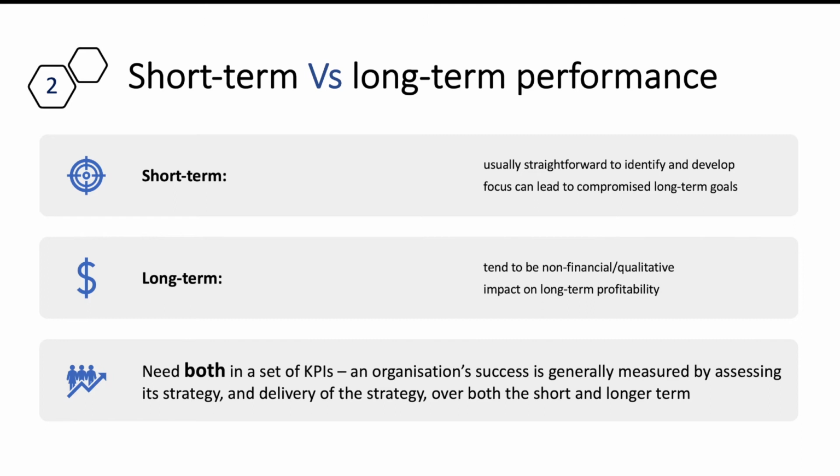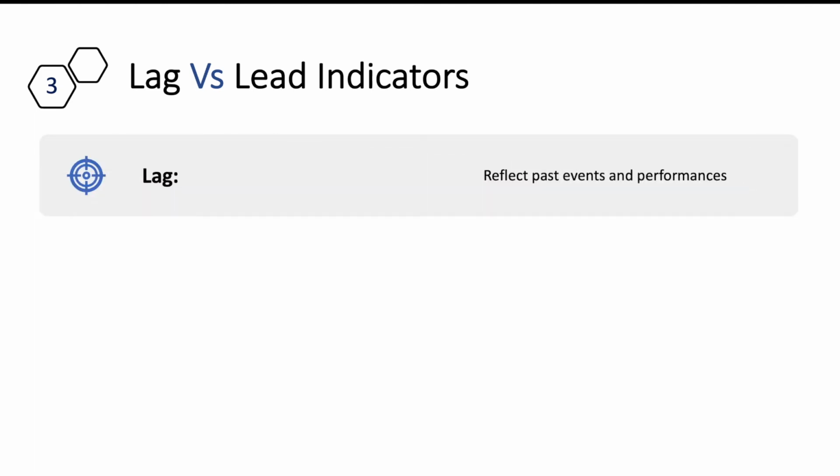Okay, have you got this? It is very important to consider a mix of both types of measures so that we can achieve the optimal level of our organization's performance. Number 3 is lag versus lead. Lead is like leading, lag is just behind. Lag reflects past events and performance. Lag is because it's lagging, it reflects past events and performance.